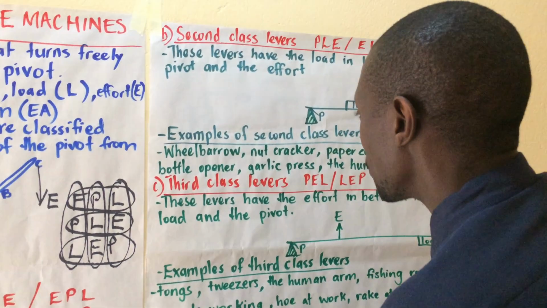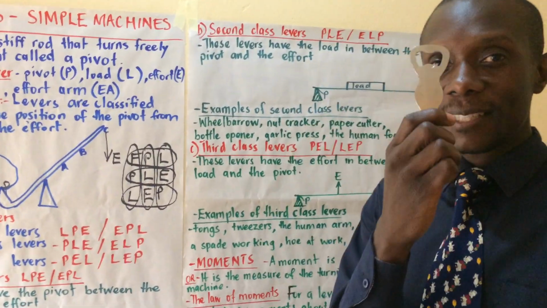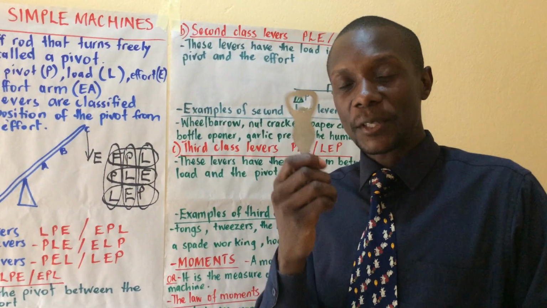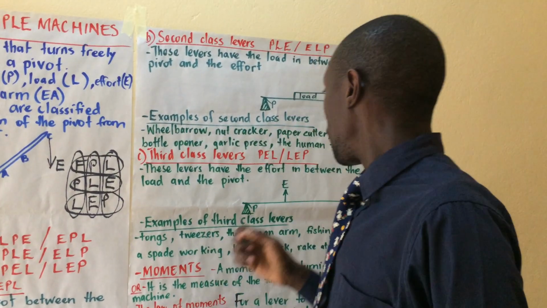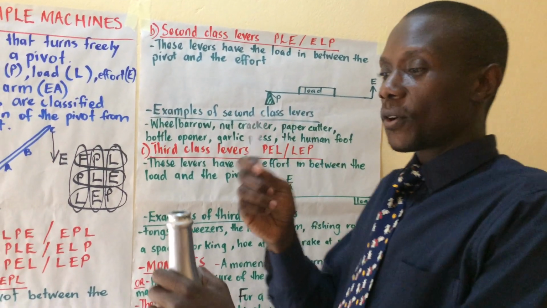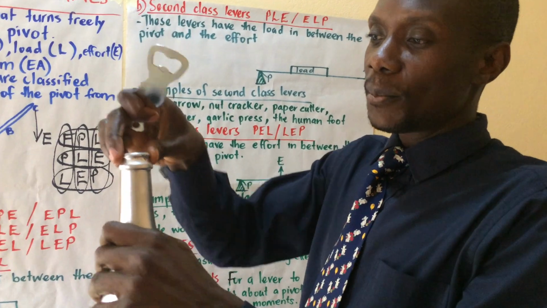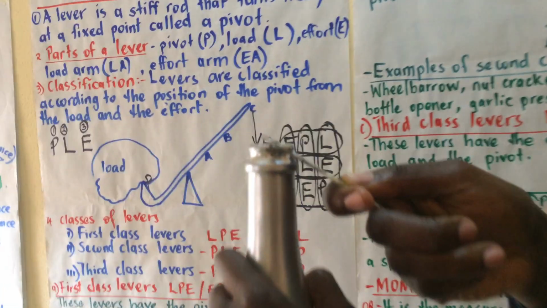I'm going to make my demonstration from this bottle here. Now this is a bottle opener. Last time it was working as a lid, now it is working as a bottle opener. Bottle opener is a second class lever. So if I'm to use it, just imagine this bottle has got a bottle top. This is what I will do.